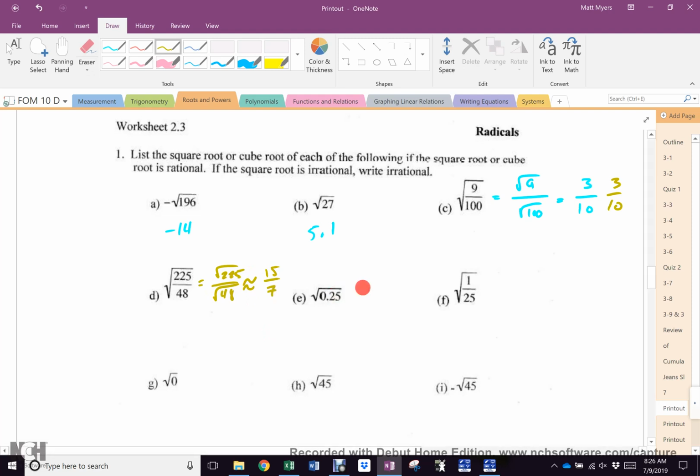So what's this guy going to be? 0.25. Yuck. Isn't that 25 over 100? So what's the square root of 25 over 100? 5 over 10. What's that? 1 over 2. And what's that? What's the other way I can write 1/2? 0.5. Everybody cool? Okay.